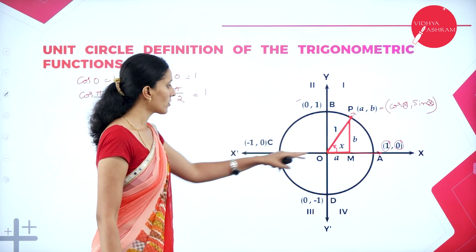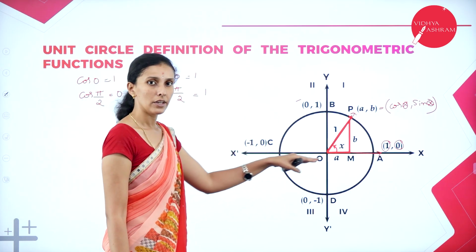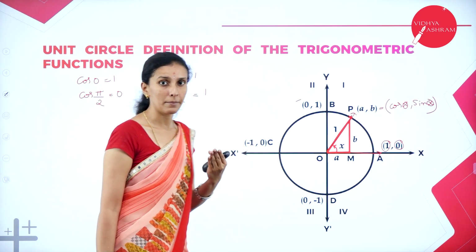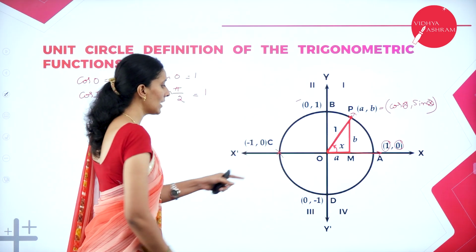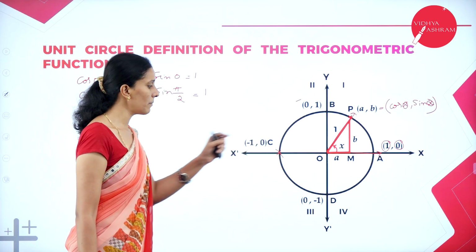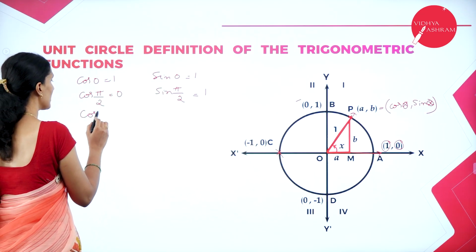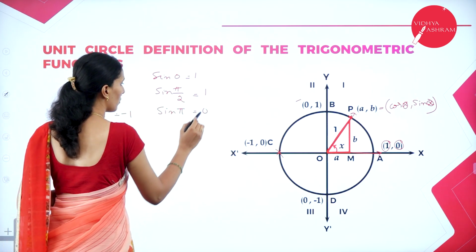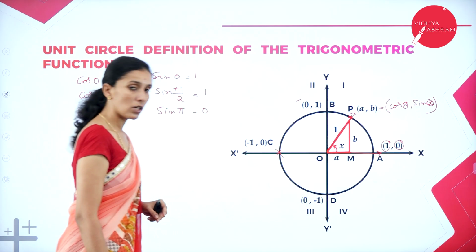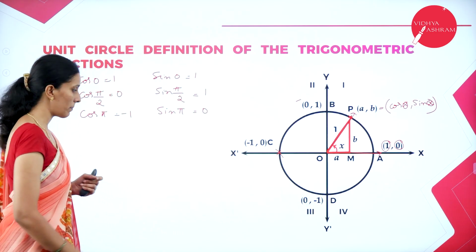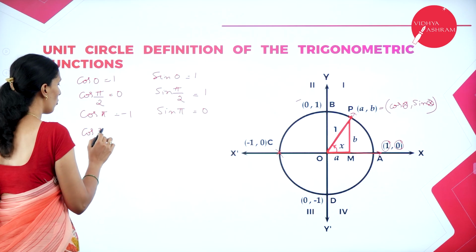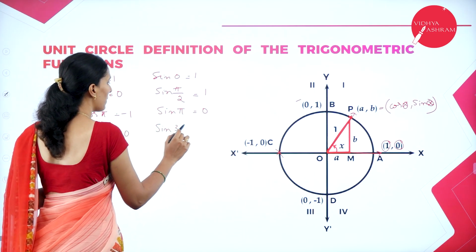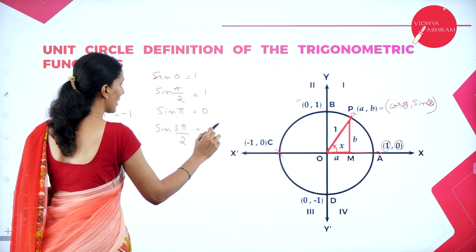Now, coming back to this straight line, this is your straight angle, that is 180 degrees. In terms of radian, it is nothing but pi. I can replace it with cos pi and sin pi. So your cos pi is -1 and sin pi is 0. Coming back here, this is your 270 degrees, which is nothing but 3 pi by 2. So your cos value of 3 pi by 2 is 0. Sin value of 3 pi by 2 is minus 1.